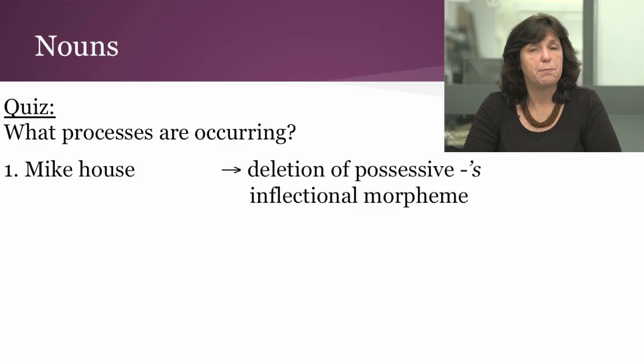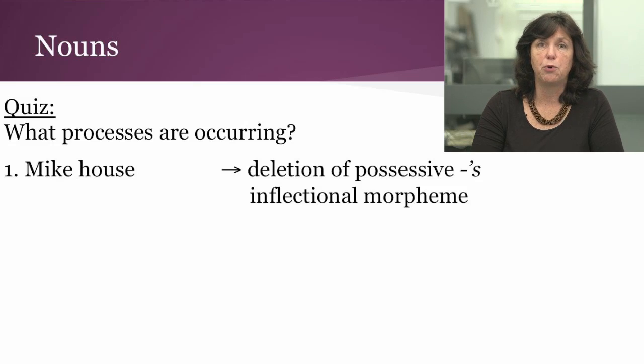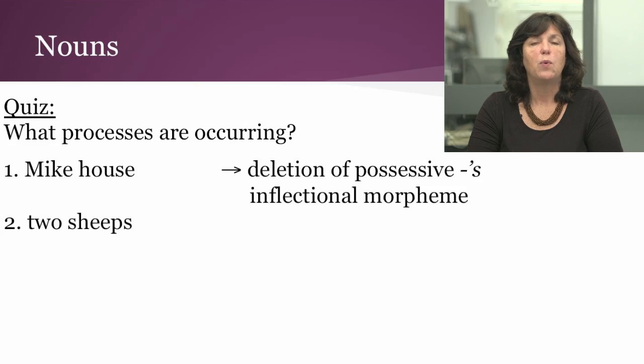Here we have the omission of the possessive s inflectional morpheme. In Standard American English, the possessive s inflectional morpheme would be used to indicate that it's Mike's house. What about here? What's happening with 2 sheeps?